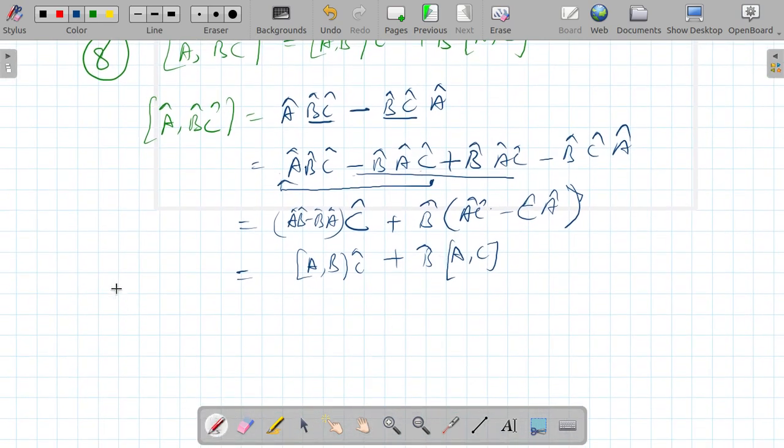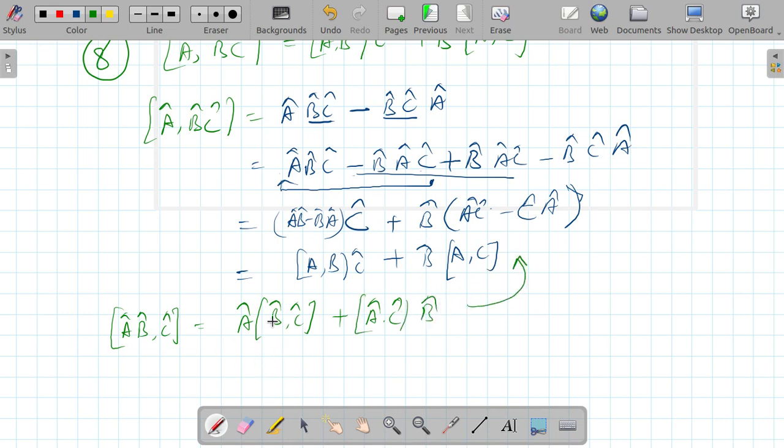Similarly, there is another property. Let me talk about that. It is also related to this. In a similar manner, if I am having the commutator [AB, C], it can be written as A[B, C] plus [A, C]B. We can prove this in the same manner as we did here. Similarly it can be proved.